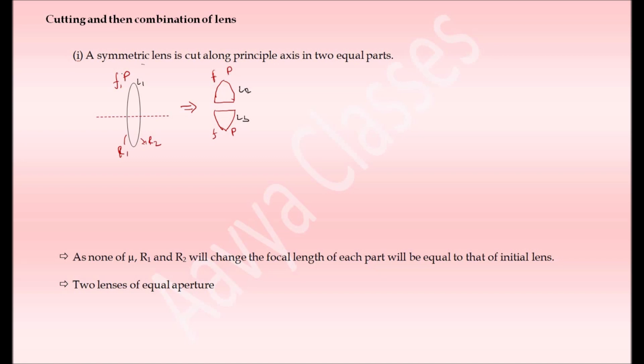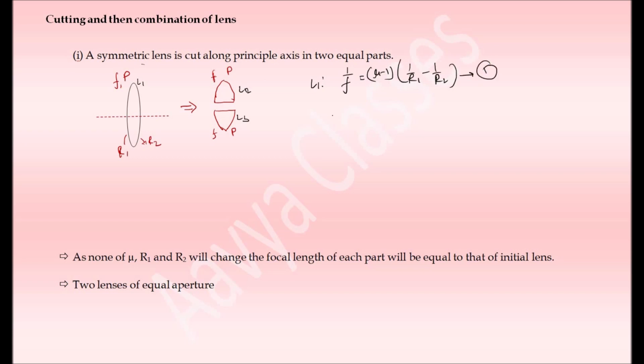So how is this focal length the same as the original focal length? We will calculate it. First we will calculate the focal length of the original lens, that is, for lens L1. If mu is the refractive index of this material, then 1 by f is equal to (mu minus 1) times (1 by r1 minus 1 by r2). So this is our equation 1.